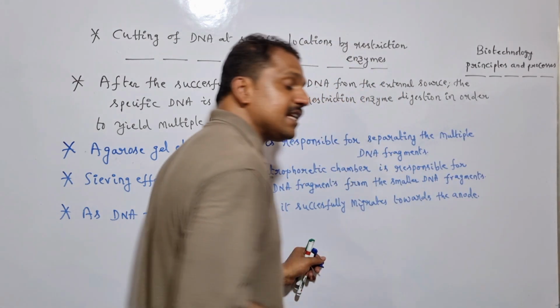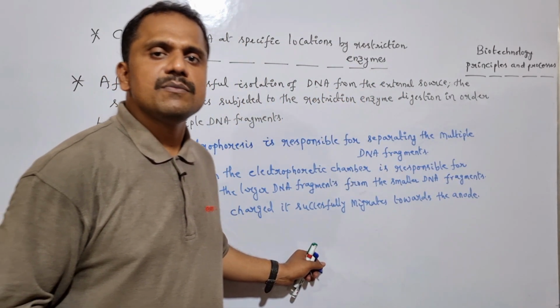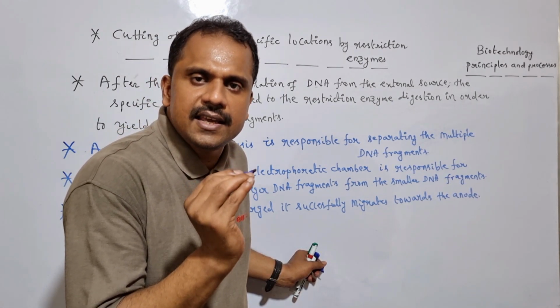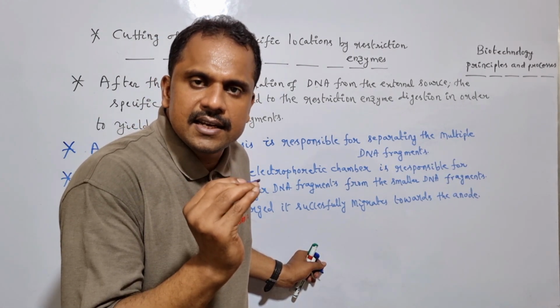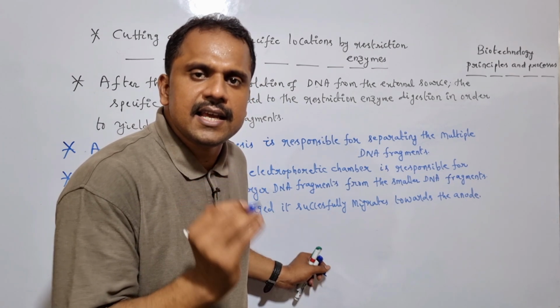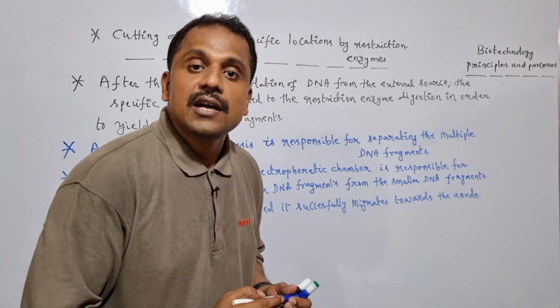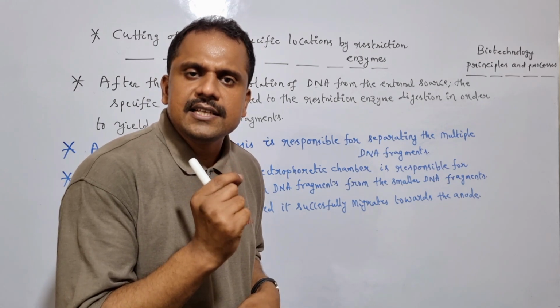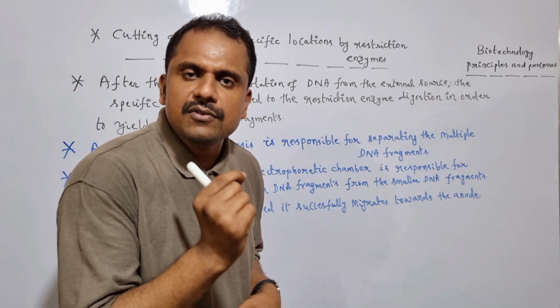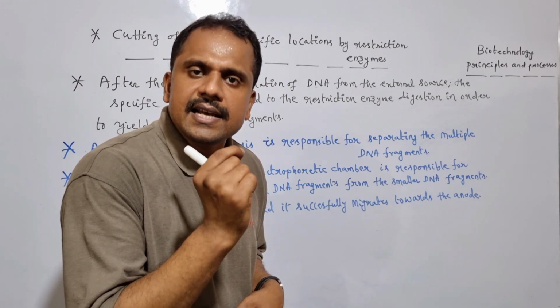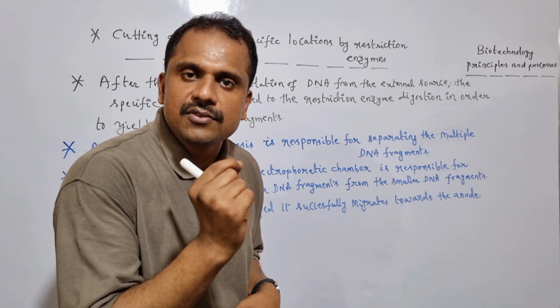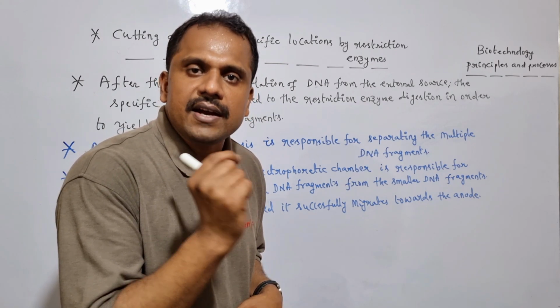And here the specific restriction enzyme, which is most commonly used in order to cleave the specific external DNA source, that concerned restriction enzyme is also used to cleave the vector DNA. Is it clear? The specific restriction enzyme, which is most commonly used in order to cleave the external DNA source, that concerned restriction enzyme is also used in order to cleave the vector DNA.